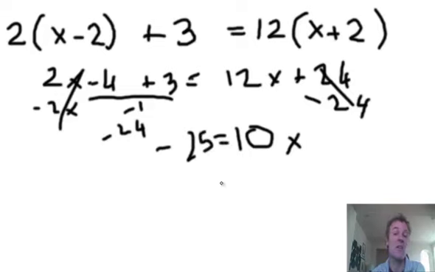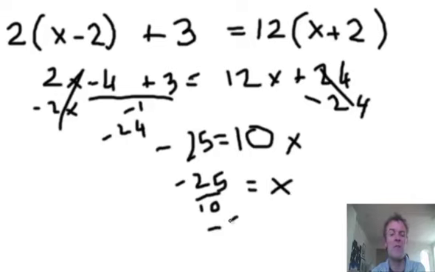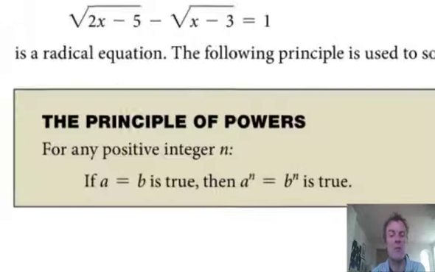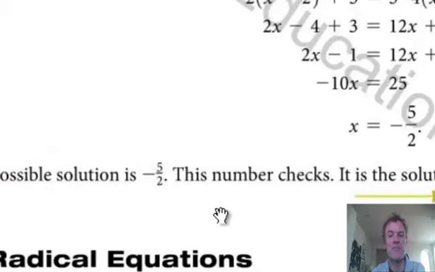Divide both sides by 10, or literally write it as negative 25 over 10. This is going to reduce, if I write it over 10 first, then reduce it, both by 5, to negative 5 over 2. And that's what x equals. Let me have a quick check. There we go. There you go.